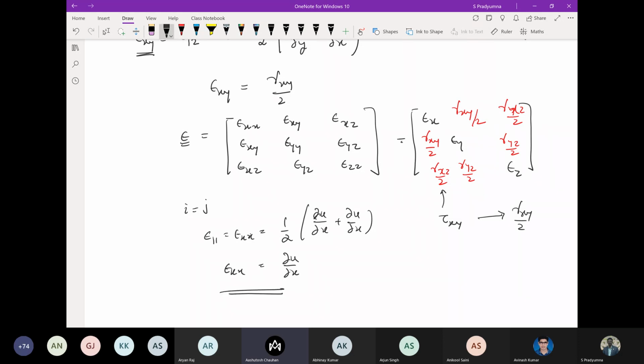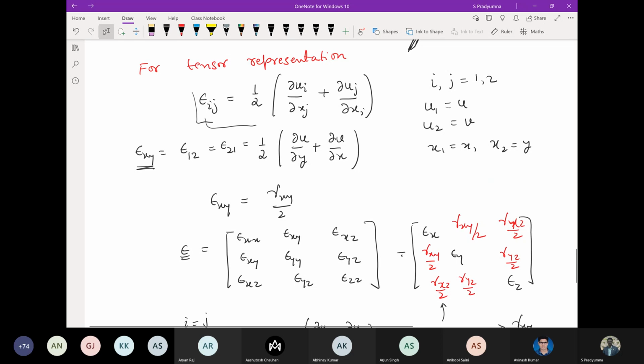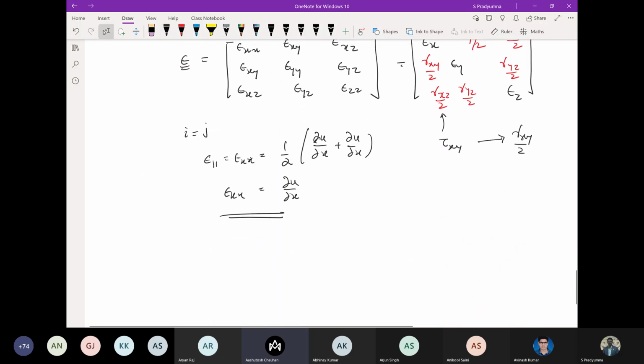So sir, that's why we are writing when i is equal to j, this is dou u by dou x, dou v by dou y or dou w by dou z. But when i is not equal to j, then it is actually giving gamma xy by 2. That is tensorial. So just to ease our mathematical computation, we write it like that. May not be true. Let me come to another point now. Not just because of that.